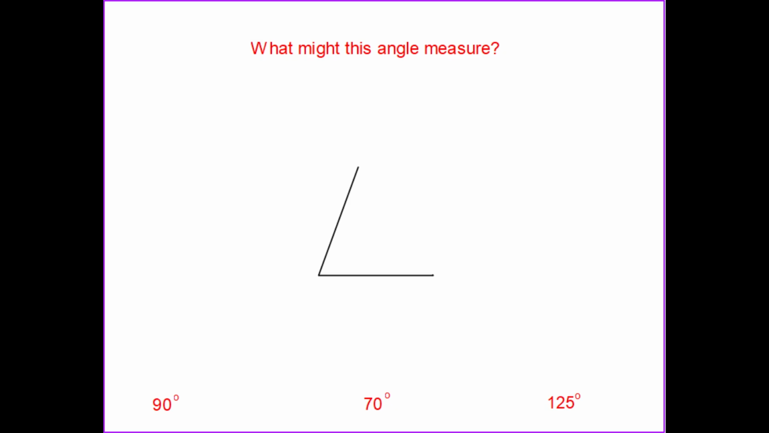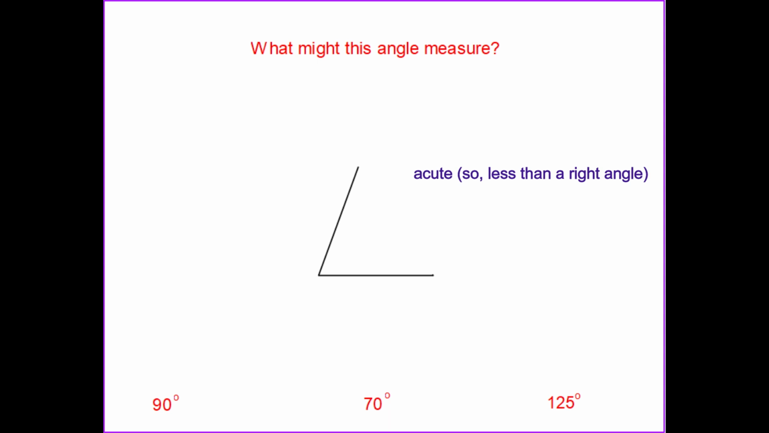Here it says, what might this angle measure? Well, I see the angle, and I can tell right away that it is an acute angle because it's smaller than a right angle. It's kind of cute. That's how I remember that acute angles are smaller. They're cute, they're tiny. So let me see my options. It's either 90 degrees, 70 degrees, or 125 degrees.